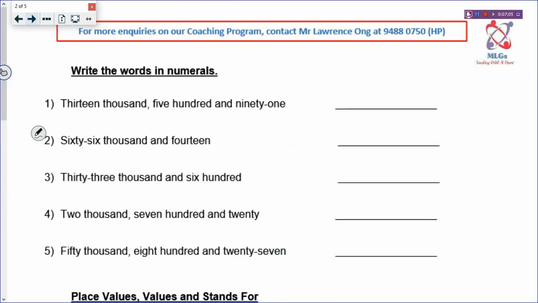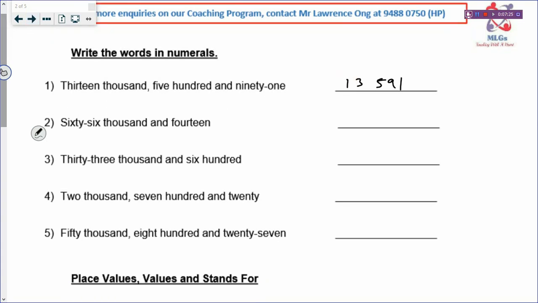Now we have to write the words in numerals. One of the common mistakes that some students make is to do it mentally. You look at the first one, 13,591. You can do that if you are good in your numbers. But for those who are struggling, who don't know how to come up with the numbers, is there a shortcut? I won't say it's a shortcut, but is there a more careful way of doing it? Yes. You look at the words one by one, and change them into numerals one by one.